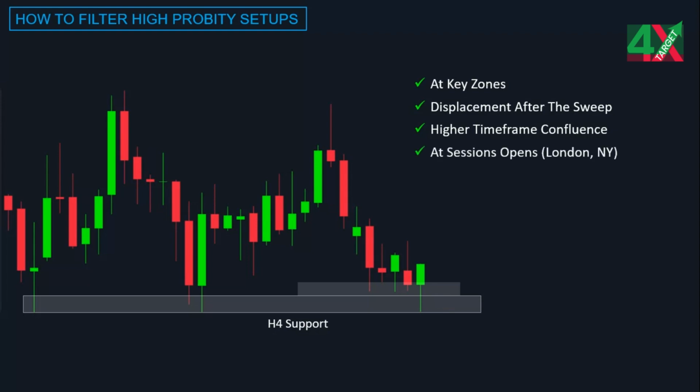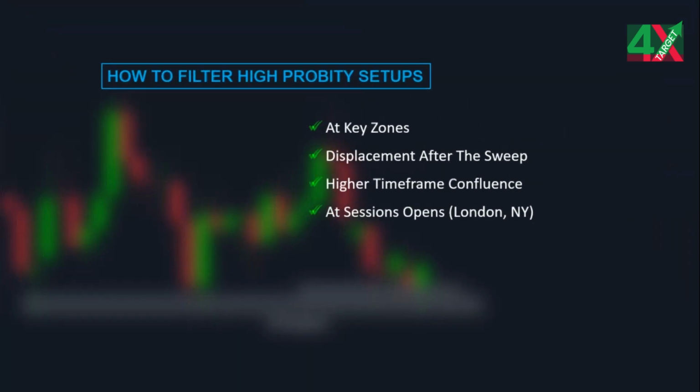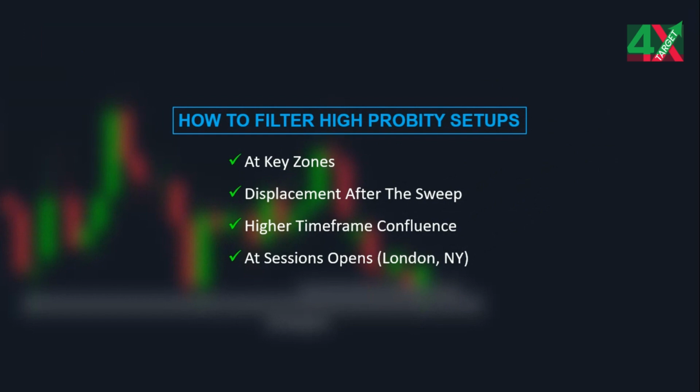Timing also adds reliability. Sweeps that occur during session opens, like London or New York, tend to have more momentum and are more trustworthy than those that happen in quiet hours. At the end of the day, filtering your setups is about quality over quantity. Focus on fewer, stronger SFPs instead of chasing every move. By doing so, you'll find your results become more consistent and far more reliable over time.